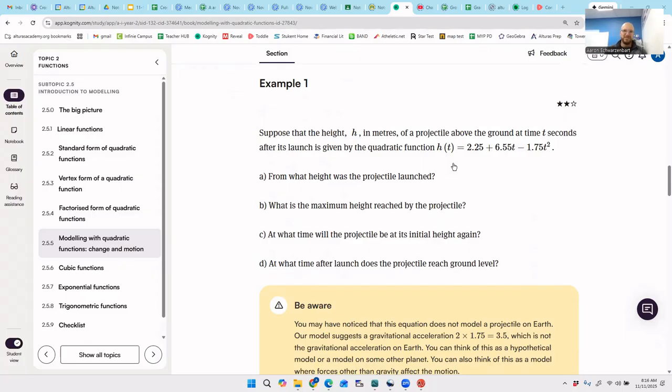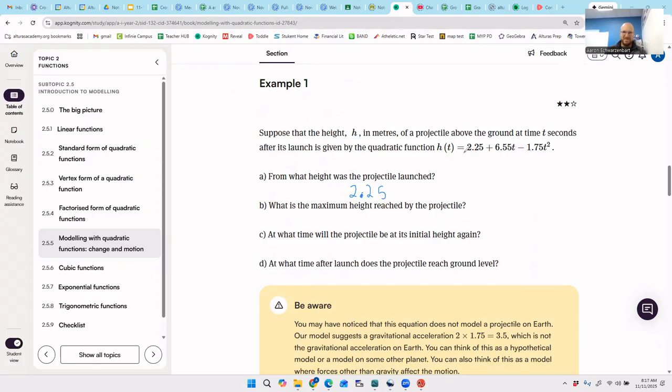So here, suppose the height in meters of a projectile above the ground at time t seconds after launch is given by this quadratic function. From what height was it launched? That would be when t equals 0, that would be 2.25.